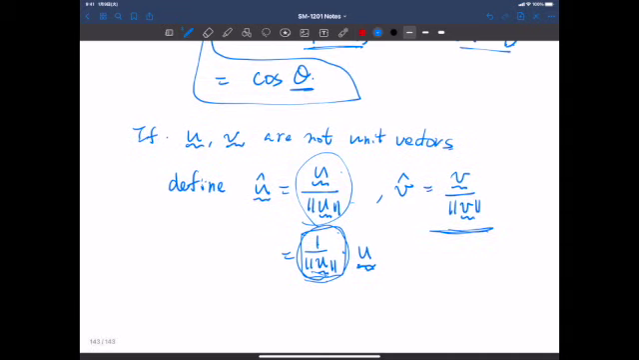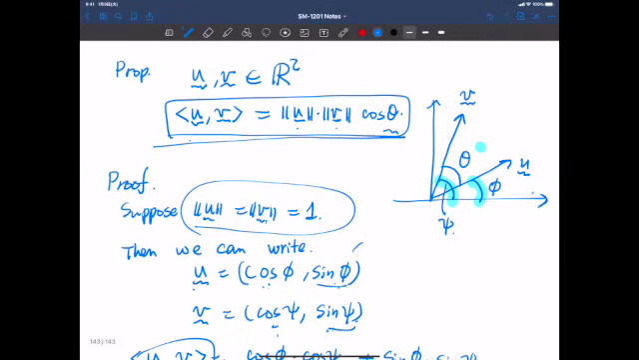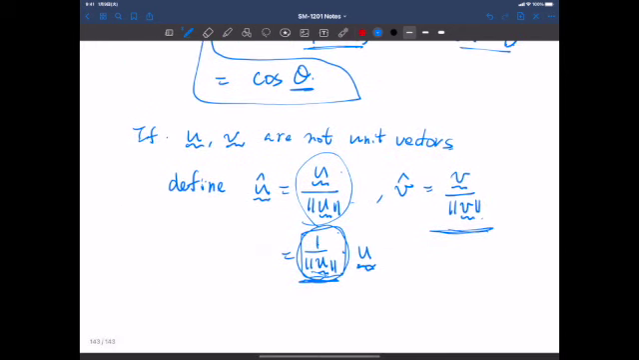Okay, but of course we have to assume u and v are non-zero vectors. If they are zero, we cannot do this operation. So this theorem is true only if u and v are not zeros. So if we define these vectors, then u hat and v hat, they are unit vectors.